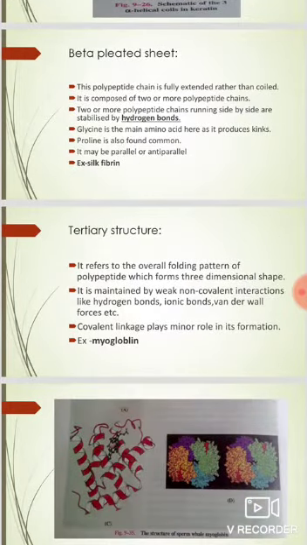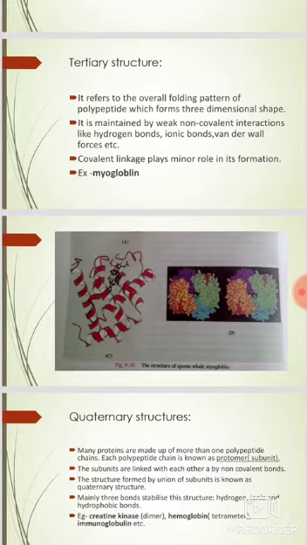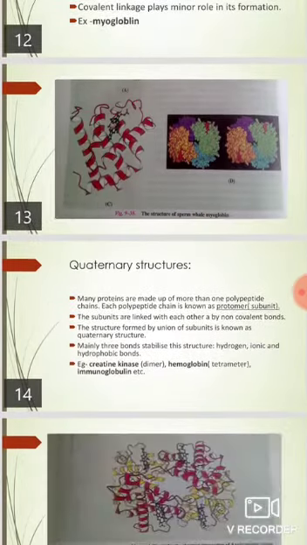Now tertiary structure. It refers to overall folding pattern of polypeptide which forms three-dimensional shape. It is maintained by weak non-covalent interactions like hydrogen bond, ionic bond, van der Waals force, etc. Covalent linkage plays a minor role in its formation. Example is myoglobin. This is the figure of myoglobin.